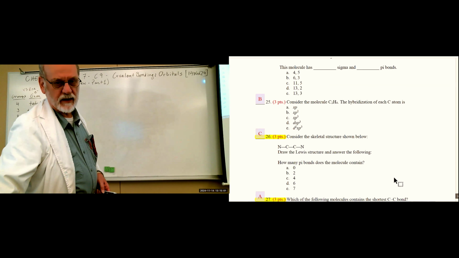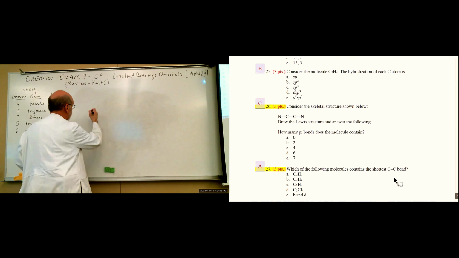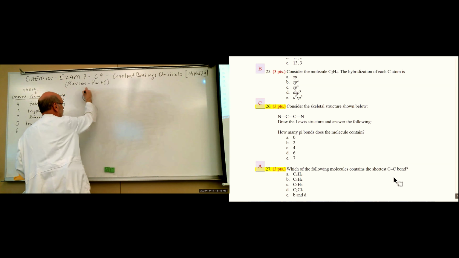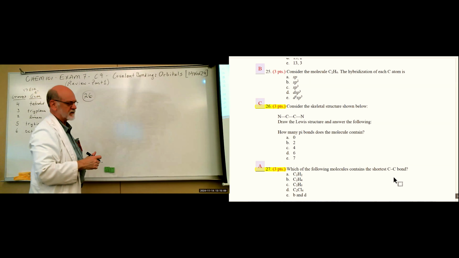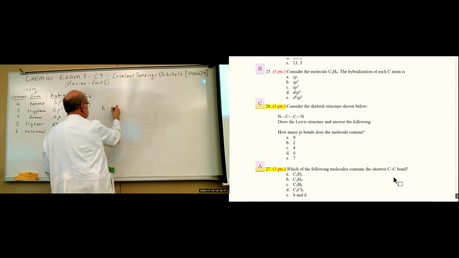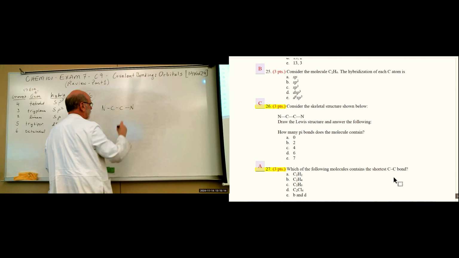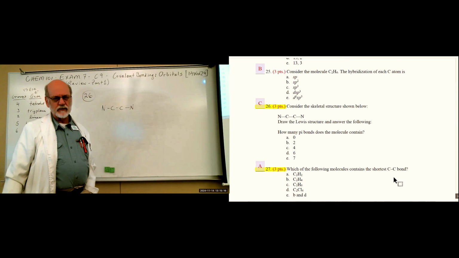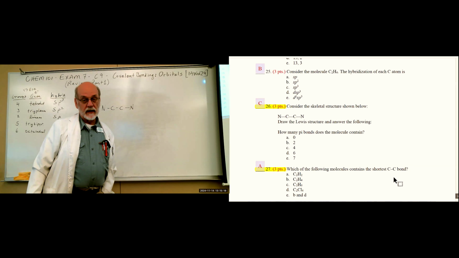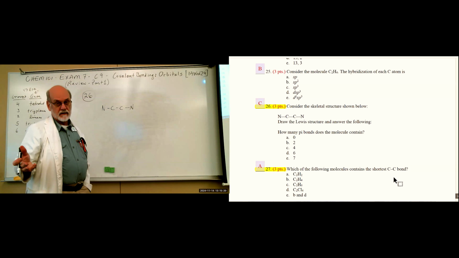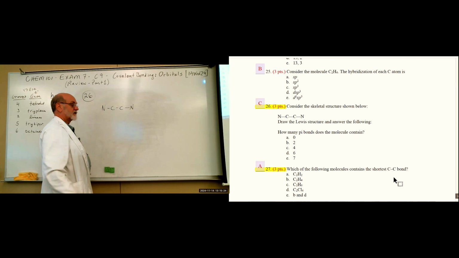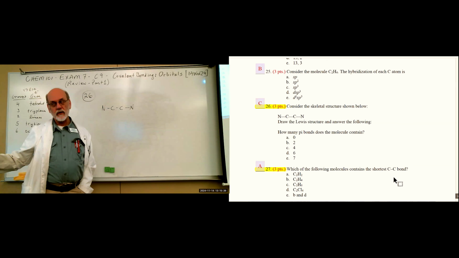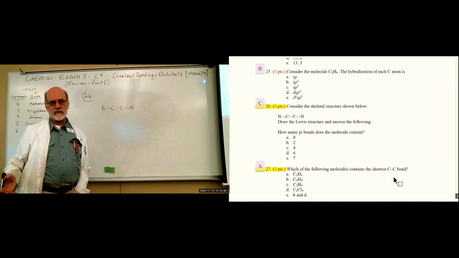All righty. Now we're down to 26. Consider this skeleton, NCCN. Draw the Lewis structure and answer the following. All right, here again, they're telling us to draw the Lewis structure for that. So we have to assume that there are no other atoms in there, not even hydrogens.